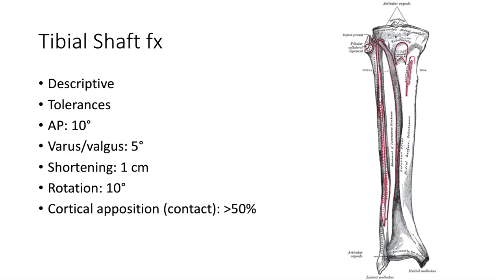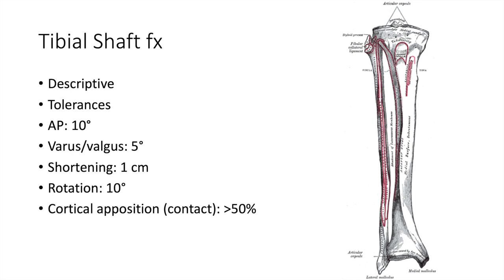Next up, tibial shaft. So I want you to compare the tibial shaft fracture now to the humeral shaft that we had discussed prior. Same idea with describing the fracture patterns: spiral, comminuted, transverse, etc. And so the tolerances for the tibial shaft are actually much more strict than what you had seen in the humeral shaft. And that's because of the concept that I had explained earlier, which is that tolerances are based off of the joint that's proximal. So in this case, the proximal joint is the knee, which is a hinge joint. And now all of a sudden, all these numbers being so small, all these tolerances being so tight, make sense.